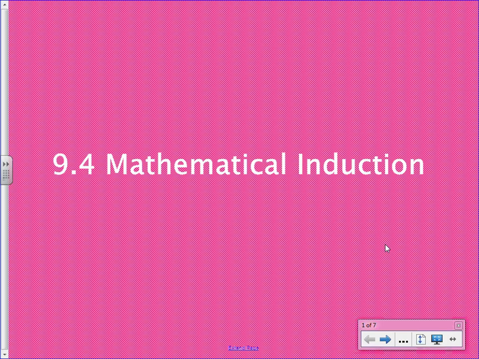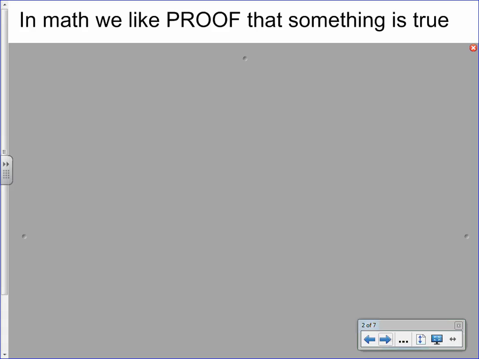All right. So, mathematical induction. In math, we like proof that something is true. Maybe you don't, right? No. But we like to verify that things are true. What's the point of doing something if we can't prove that it's true, right? So in geometry, you wrote a bunch of proofs, and some of you enjoyed them, some of you hated them. It does not matter what your feelings were at the time.